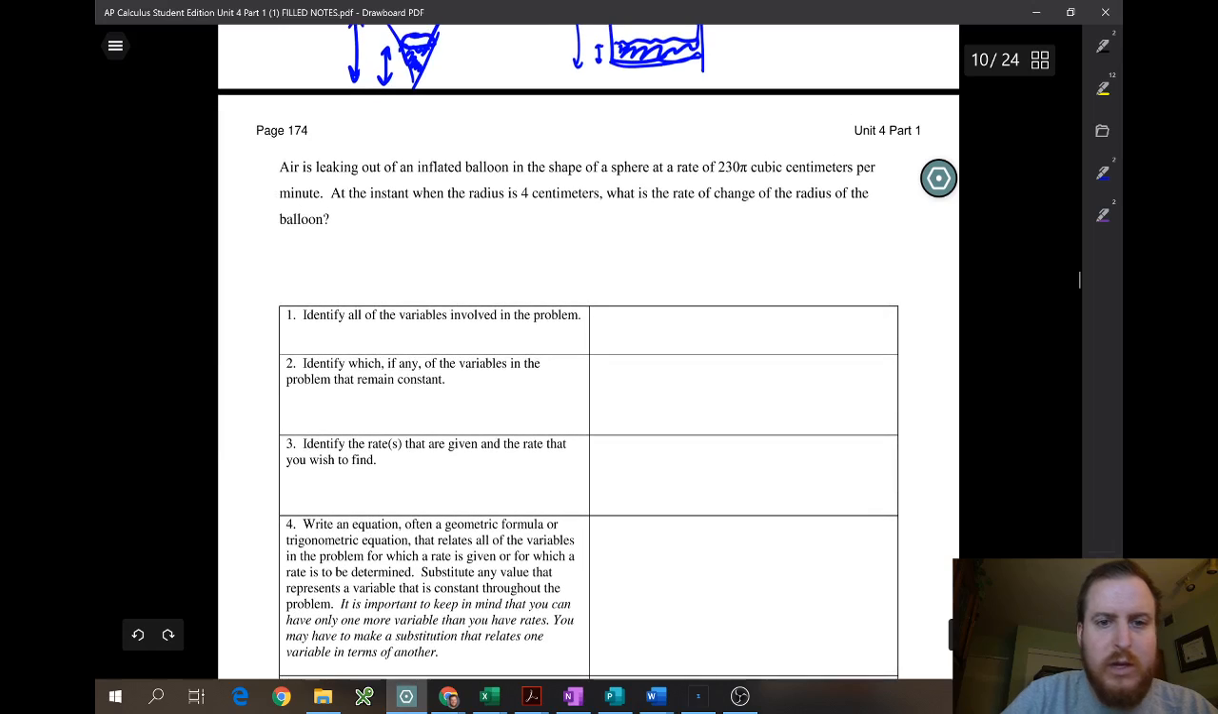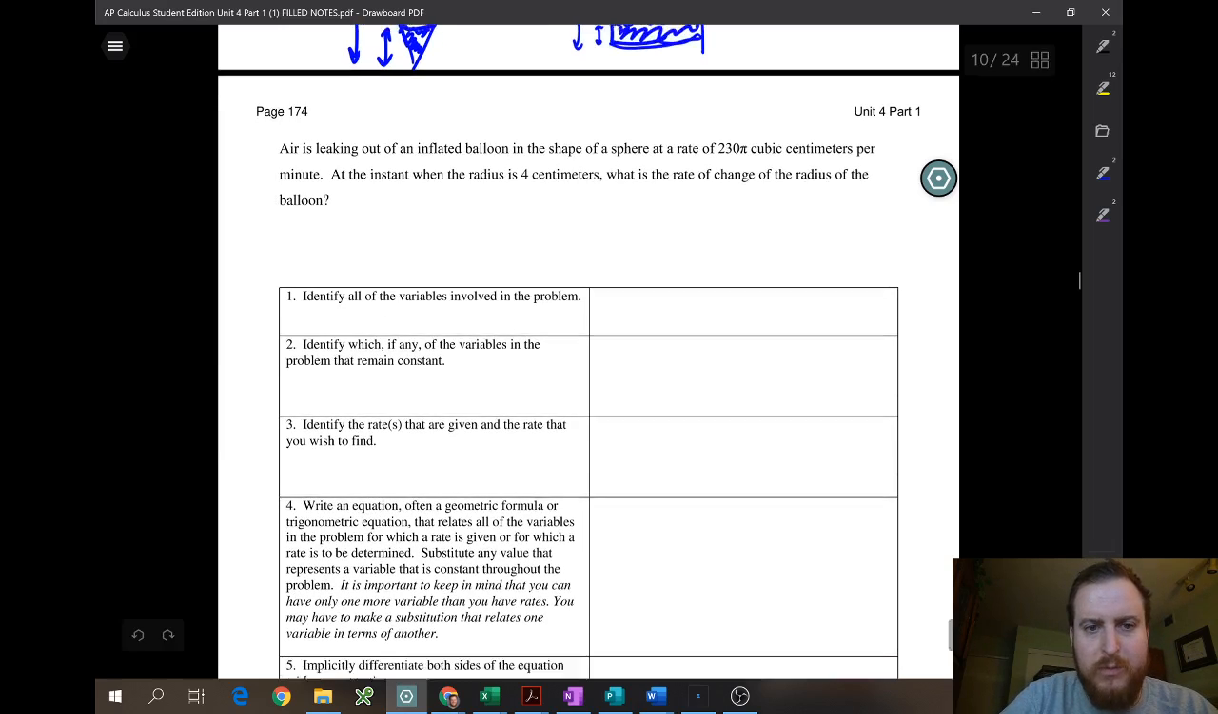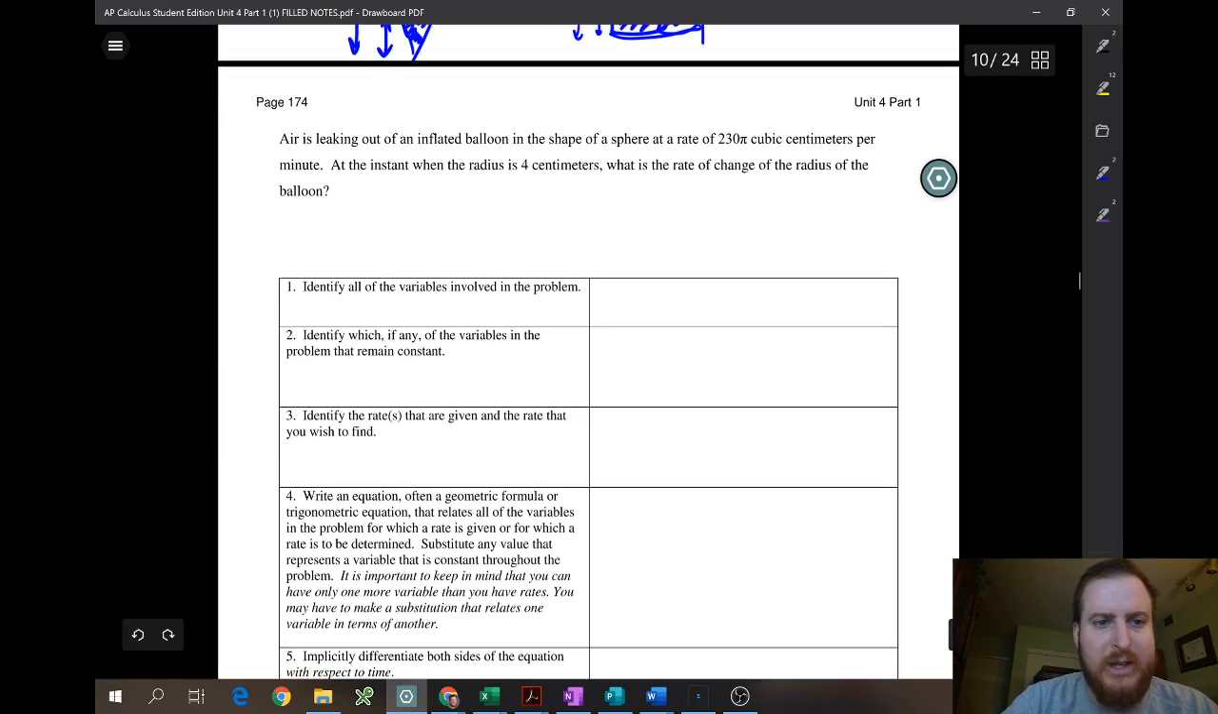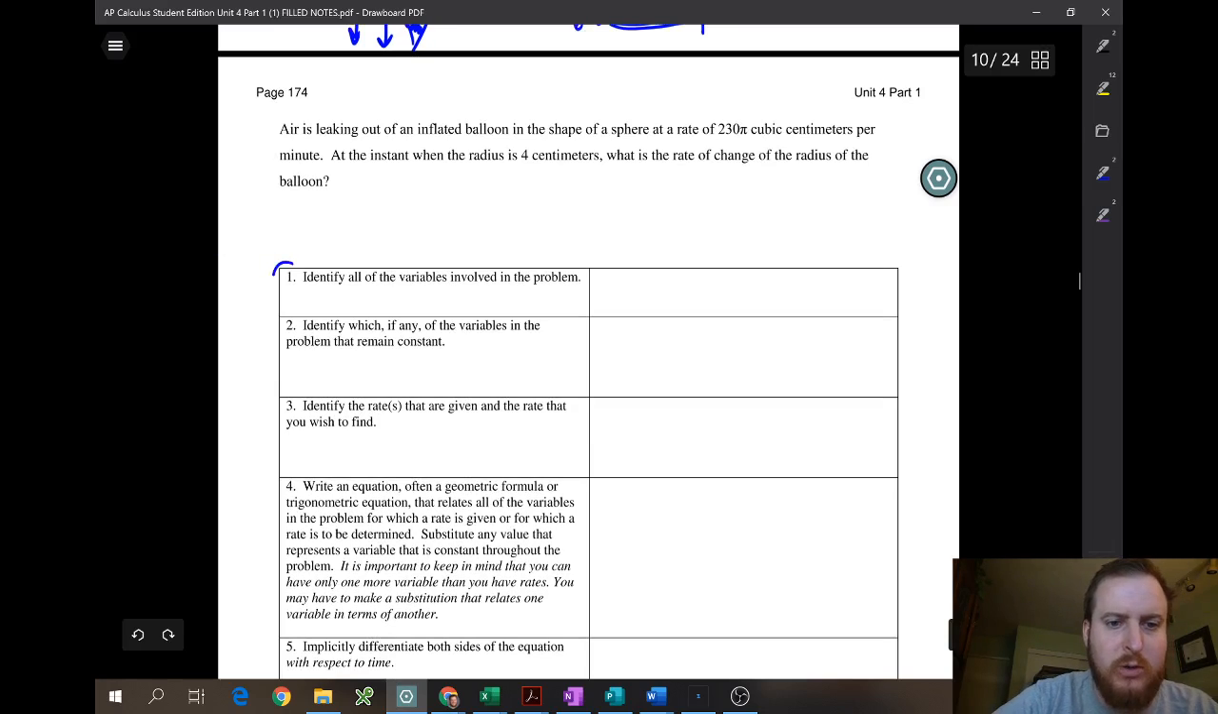Looking at these, a lot of the time they're going to be word problems. And so we really have to decipher and be careful. The first step is always going to be to identify our variables. So I want to jump down here and look at that. That's what I'm going to do as I read through this. So, air is leaking out of an inflated balloon in the shape of a sphere at a rate of 230 pi cubic centimeters per minute.